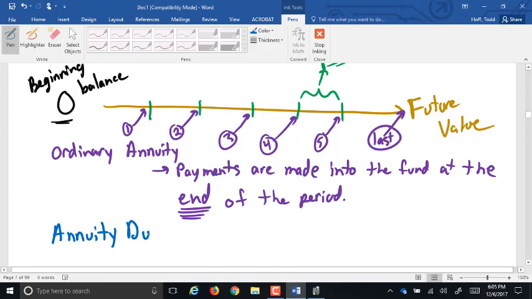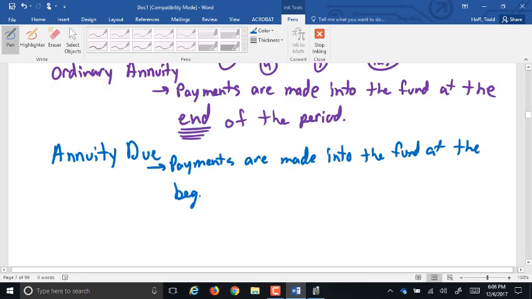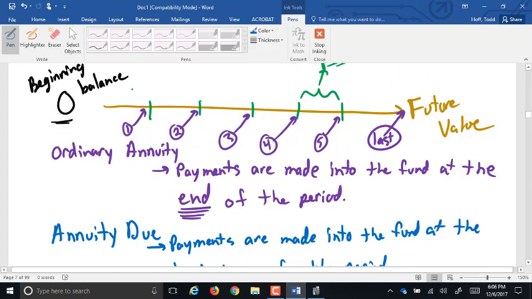There's something called an annuity due. Here the payments are made into the fund at the beginning of the period. So if this is an annuity due, the first payment's made at the beginning. So the zero balance is only there for an instant, and then you make your first payment in already.